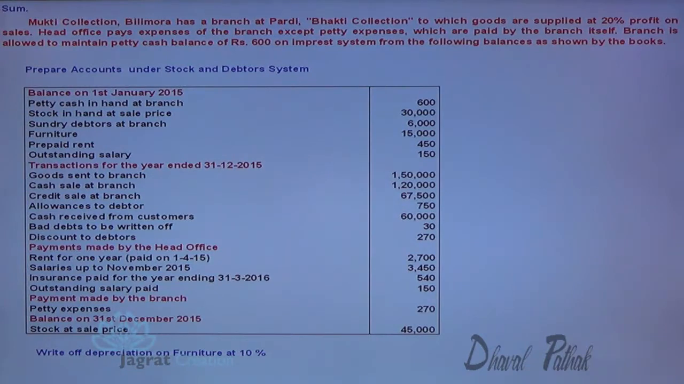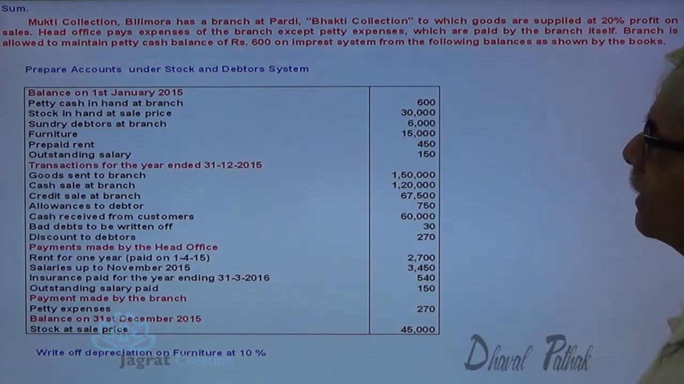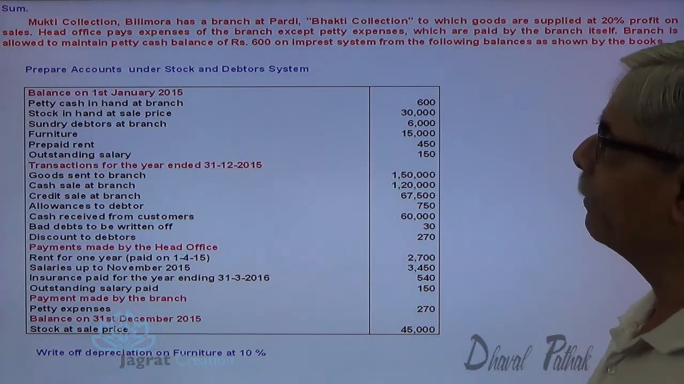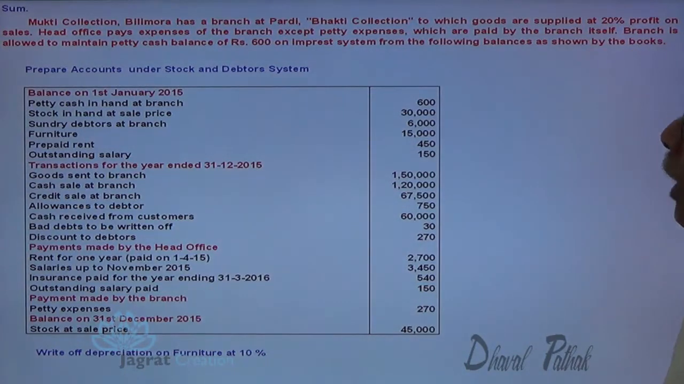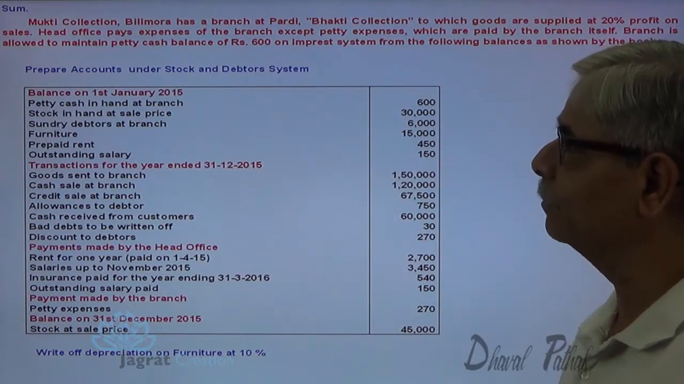Mukti Collection, Bilimura, has a branch at Pahadi, Bhakti Collection, to which the goods are supplied at 20% profit on sales. Head office pays expenses of the branch except petty expenses, which are paid by the branch itself. Branch is allowed to maintain a petty cash balance of 600 on imprest system. From the following balances, prepare accounts in the books of head office under stock and debtor system.